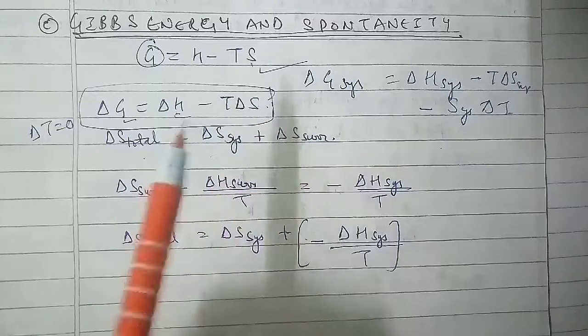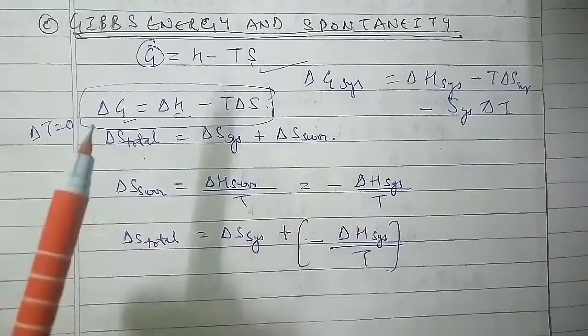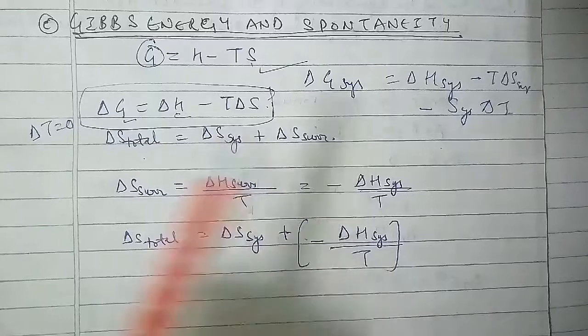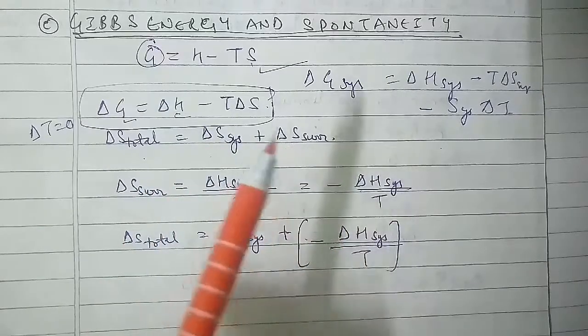Here delta H system is the enthalpy change of the reaction, and T delta S system is the energy which is not available to do work.